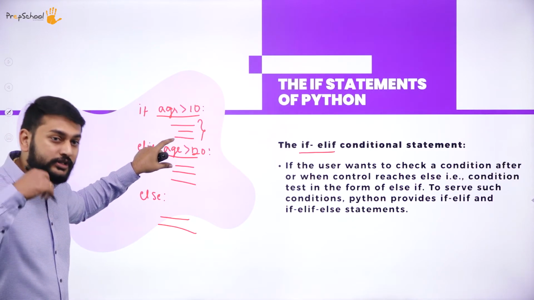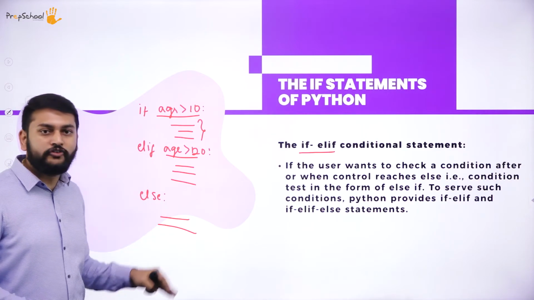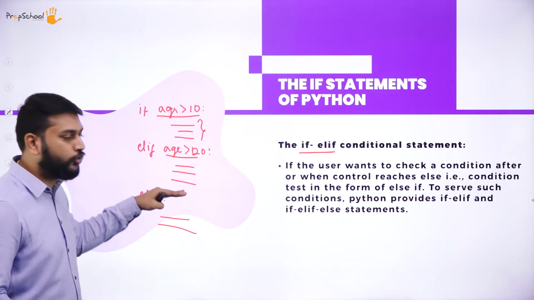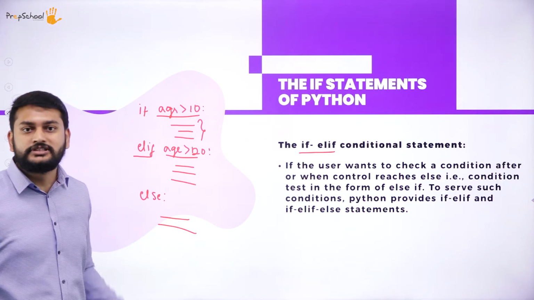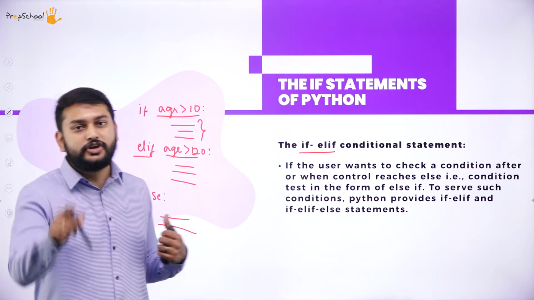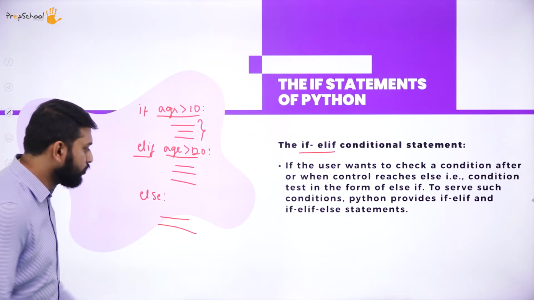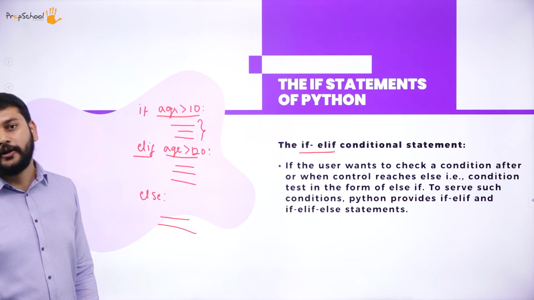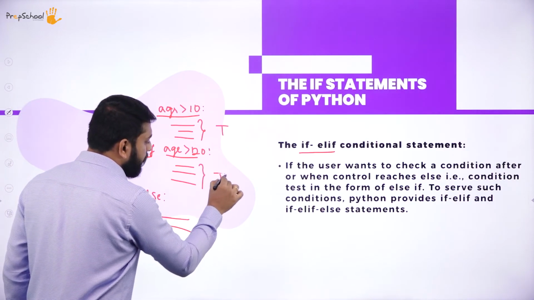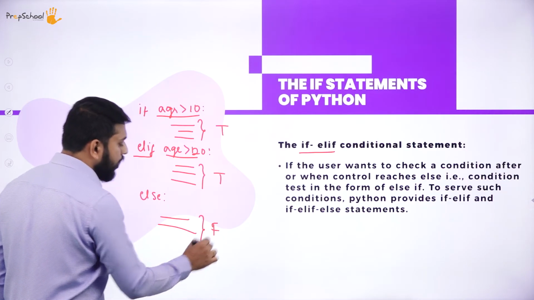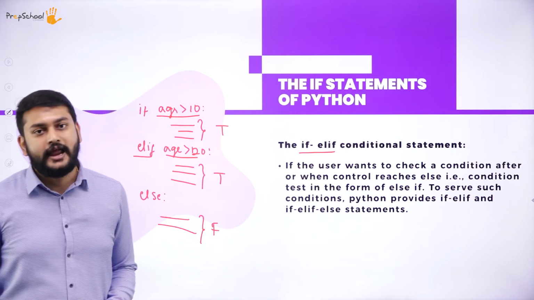Suppose I have more than two conditions, I can also give n number of else if statements in my if block. That is what you have to understand. Suppose both the conditions are not true, so execute this else block. This is a true block, again this is a true block, and this is the false block. You will have only one false block. That's what you have to understand.